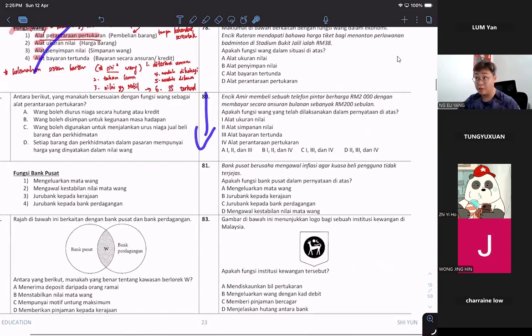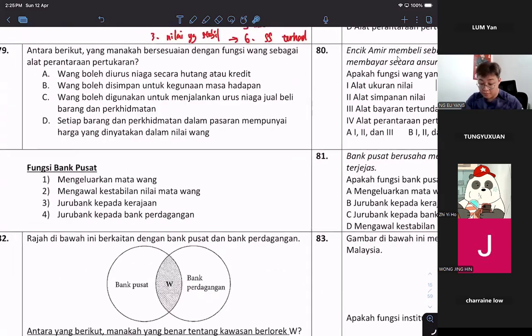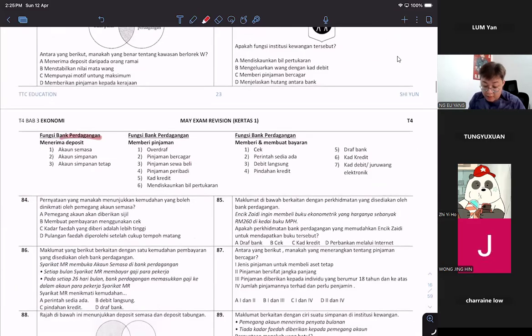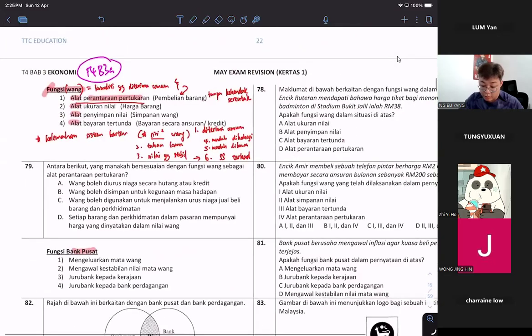So next time we are trying to learn the bank. So bank we have Bank Pusat and then Bank Perdagangan. Okay. So Bank Pusat is trying to mengeluarkan the wang. So guys, I don't think your form 5 still going to ask the Jenny's wang. So just trying to make sure.